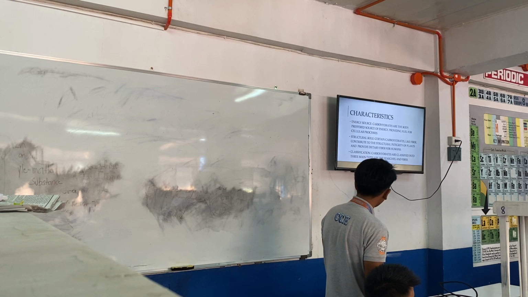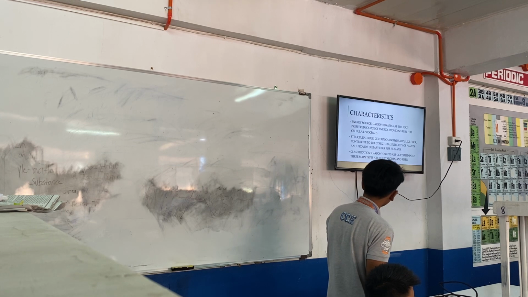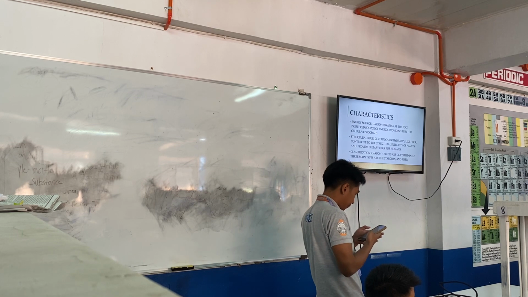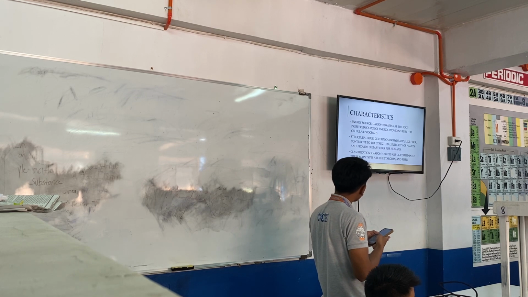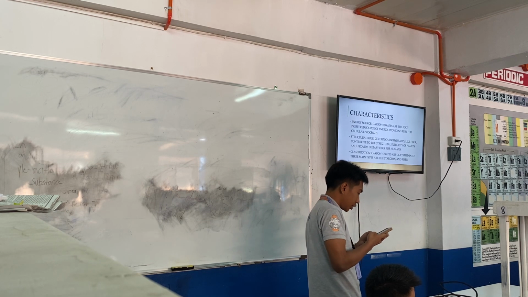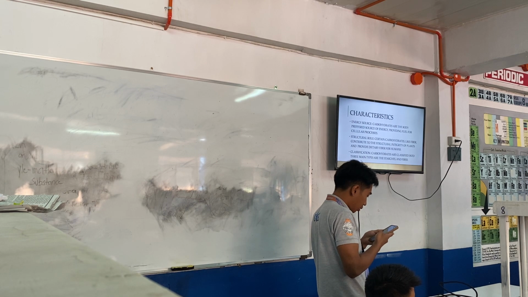Classification. Carbohydrates are classified into three main types: sugars, starches, and fiber. Chemical composition. Carbohydrates are organic compounds composed of carbon, hydrogen, and oxygen atoms.